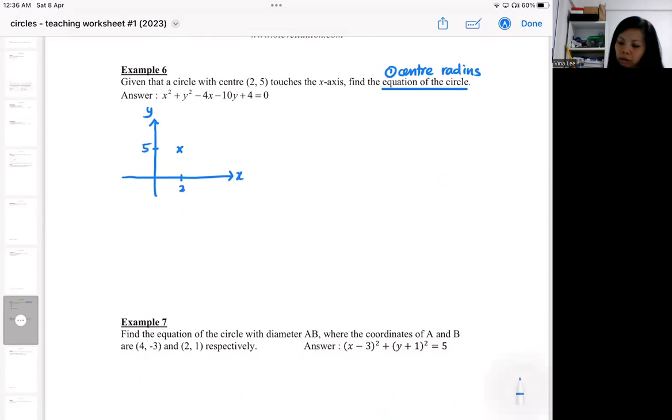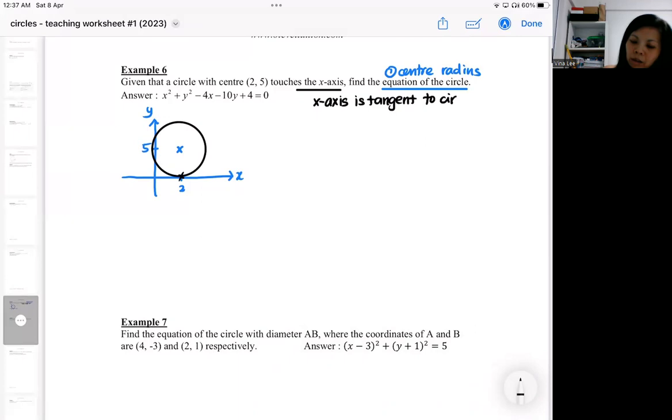Okay, so the description is that the circle is going to touch the x-axis. So it's going to be something like this. It's going to be touching the x-axis. When it touches the x-axis, this is called a tangent. Touching the x-axis essentially means the x-axis is a tangent to the circle.